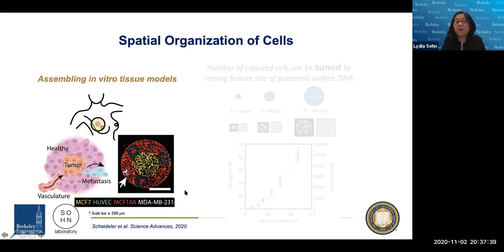This is just a mock-up, but it really shows how much control we have over patterning different cell types and what you really could do with high throughput DNA directed patterning.